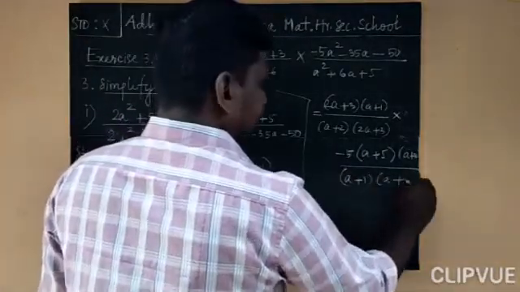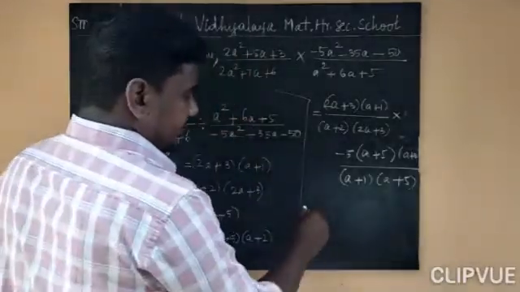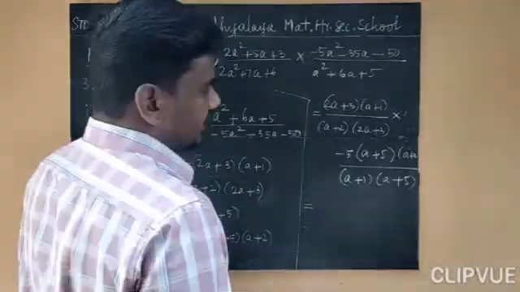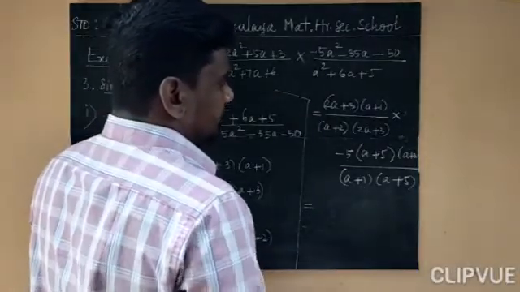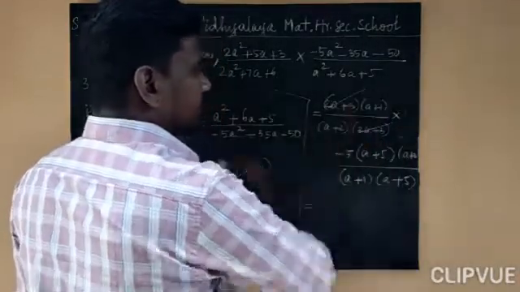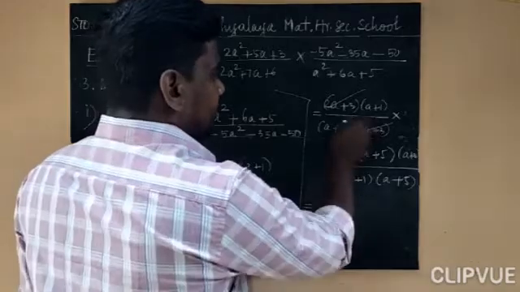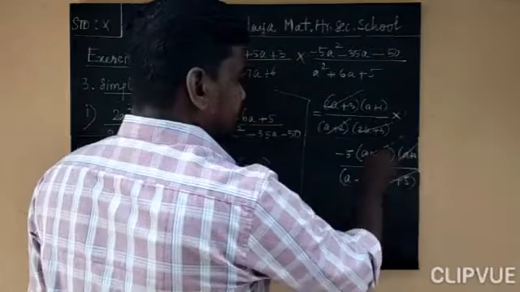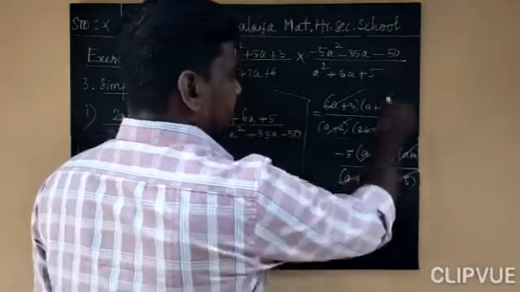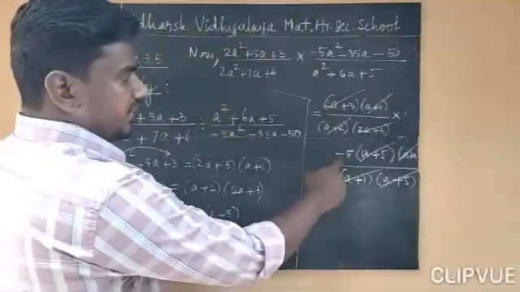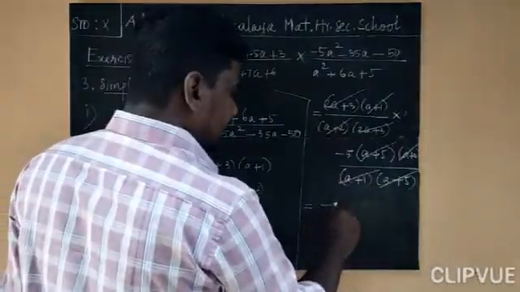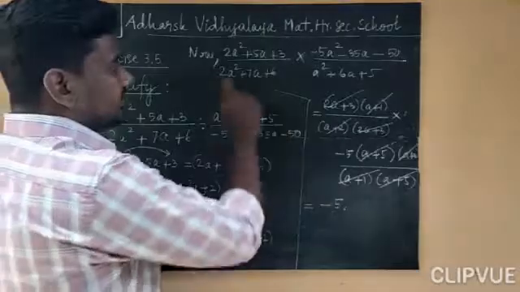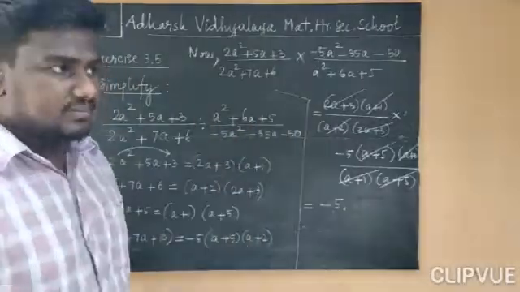into a plus 5. So now we can cancel the common factors. If we have a common factor, we can cancel them. So what are they? This 2a plus 3, this 2a plus 3. Similarly, this a plus 2, this a plus 2, this a plus 5, this a plus 5, this a plus 1, this a plus 1. Actually, this minus 5 is in the numerator. So minus 5 is the required irreducible form of this rational expression.